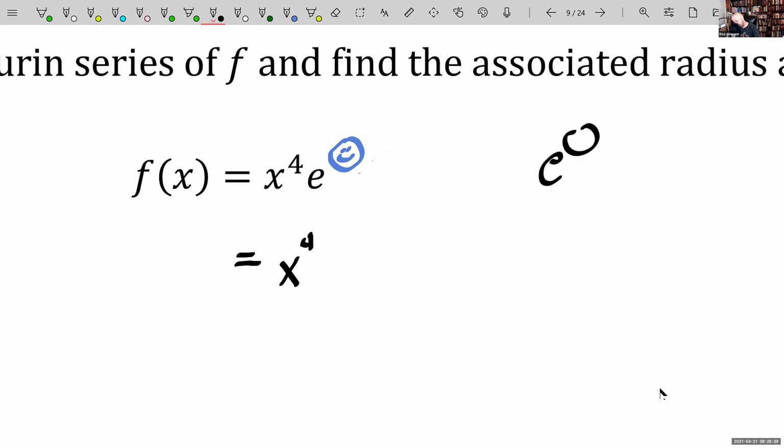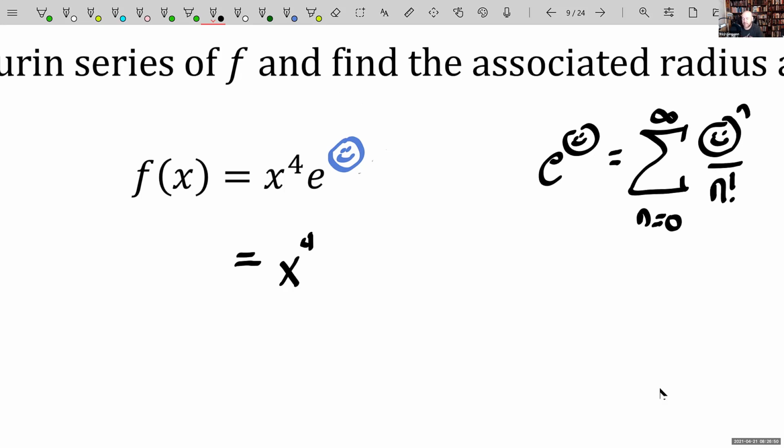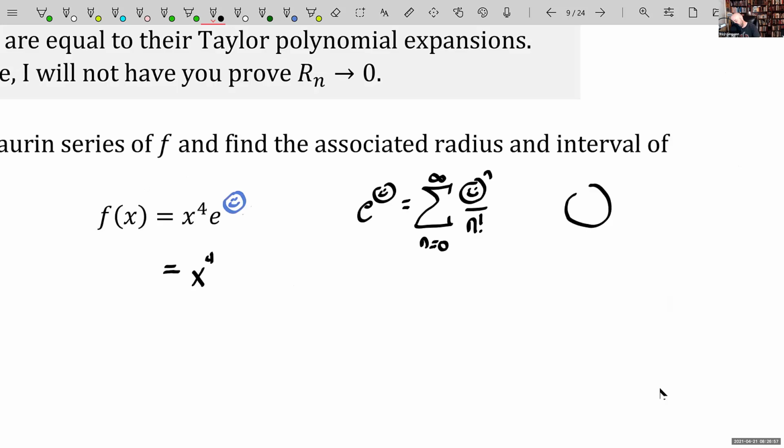e to the happy face is equal to the summation n equals 0 to infinity of happy face to the nth power over n factorial. It's e to the x equals the summation of x to the n over n factorial. The condition is, actually there is no condition, it converges for all values. So the interval of convergence here is negative infinity to infinity. It converges no matter what happy face is. So we're going to use that same idea here.